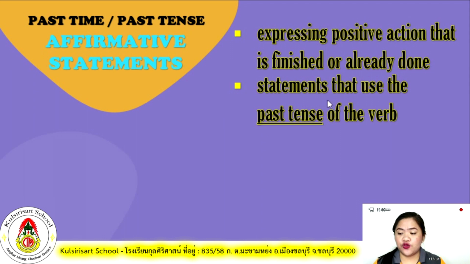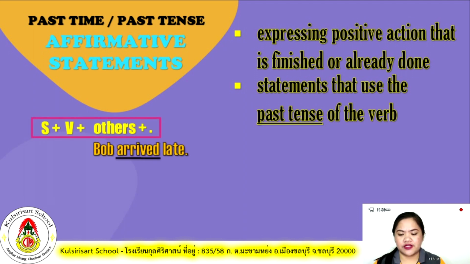Statements that use the past tense of the verb. Just like what I told you a while ago, past time denotes past tense because always and always, if we are talking about the past time, the sentence should be bearing the past tense of the verb. Okay, let's try to have these examples.